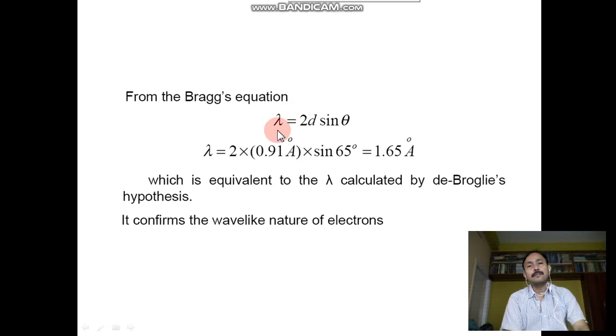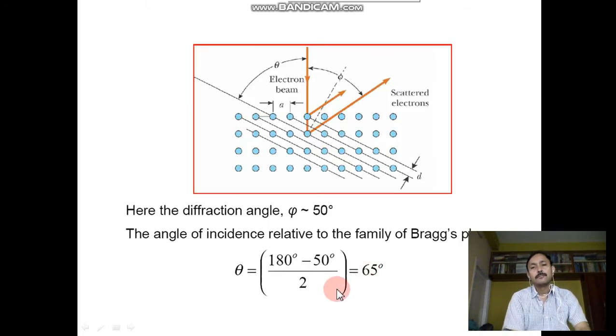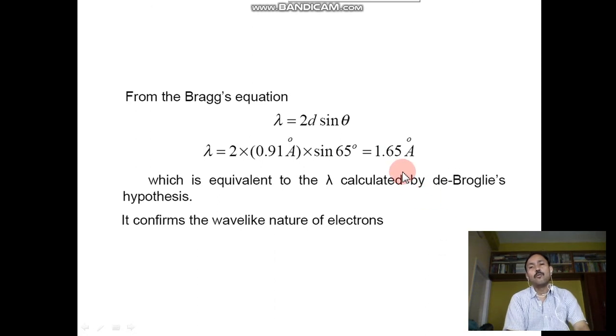Now, from Bragg's equation, 2d sin theta is n lambda. For the first order, n is equal to 1. So lambda is equal to 2d sin theta. So lambda is equal to 2 into 0.91 angstrom into sine of 65 degree, which we have already calculated. It becomes 1.65 angstrom, which is equivalent to the lambda calculated by the de Broglie hypothesis.